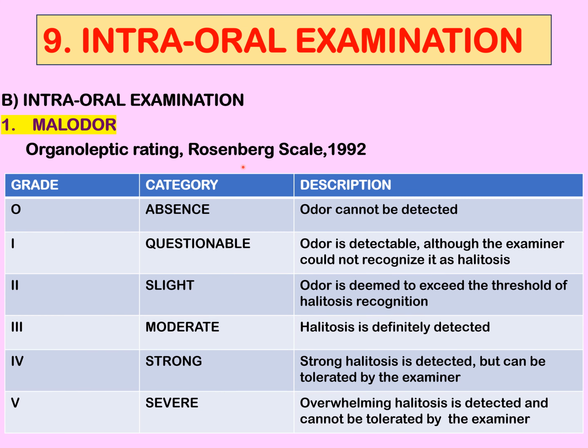Coming to the intraoral examination, the first thing we check is the malodor, that is whether the patient has bad breath or not. For this, the gold standard is the organoleptic test, in which a trained examiner smells the patient's breath and, depending on the intensity of the odor, gives grading. So, according to the Rosenberg scale 1992, there are 6 gradings. Grade 0 represents the absence of foul breath. Grade 1 is questionable. Grade 2 is slight malodor. Grade 3 is moderate. Grade 4 is strong. And grade 5 is severe malodor.